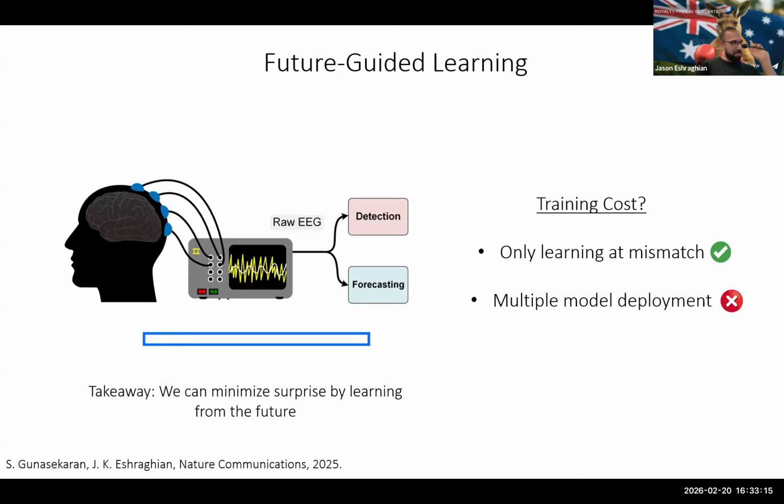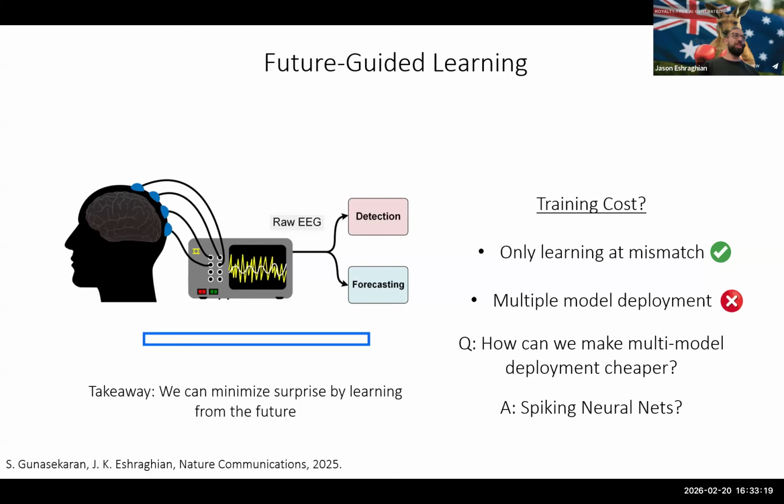And when we get back to it, I'm going to knock out two problems, because one of those extra problems is, how can we make multimodal deployment cheaper? So I don't know, maybe spiking neural nets are one way to make these things cheaper.